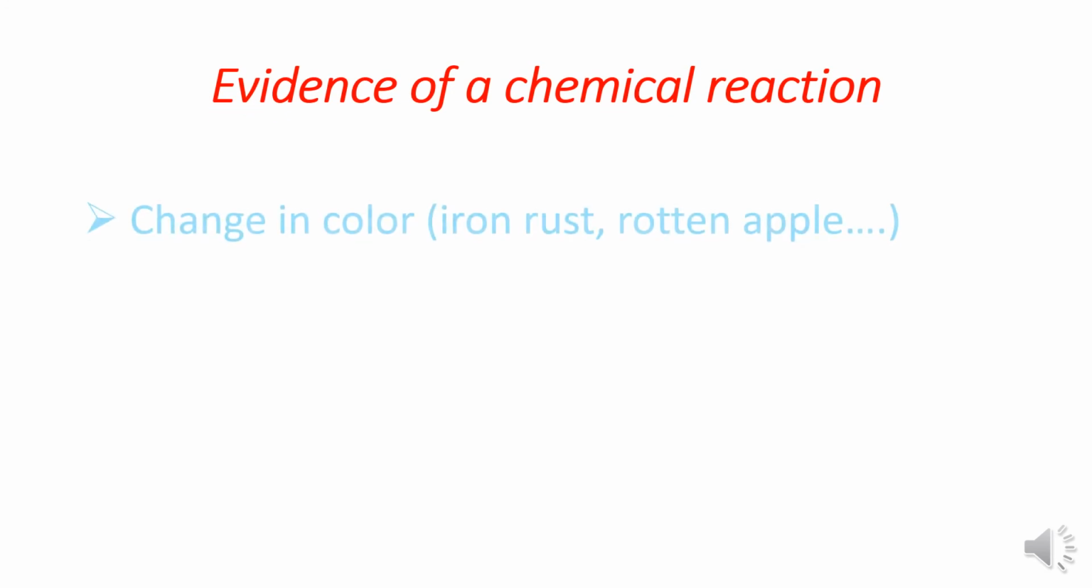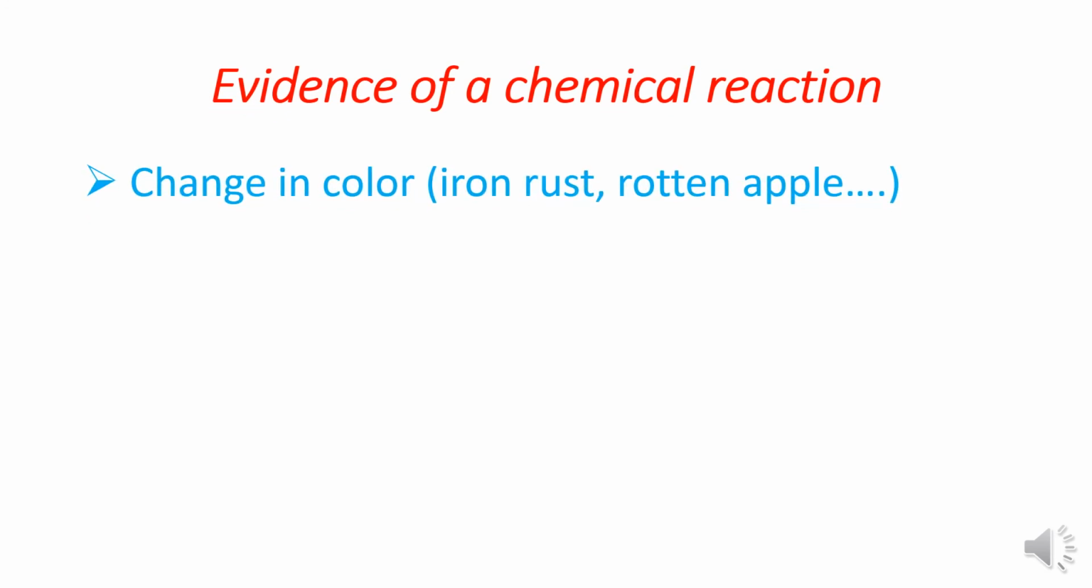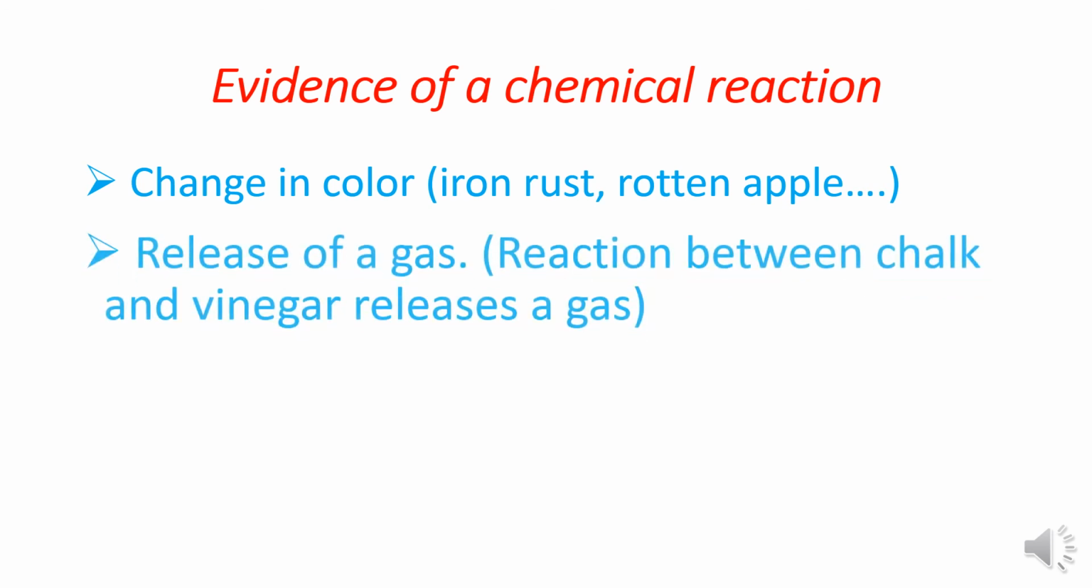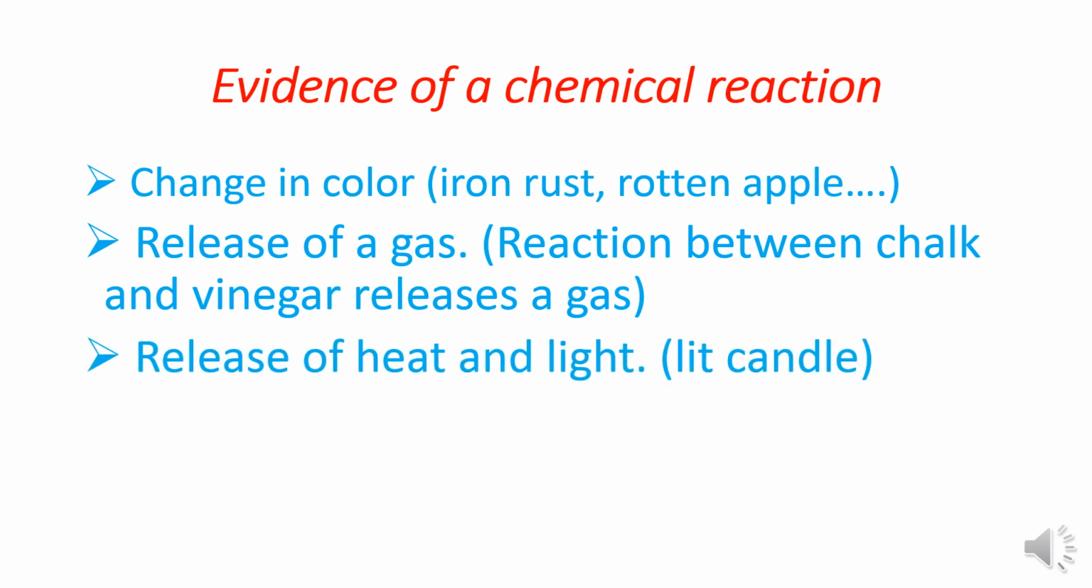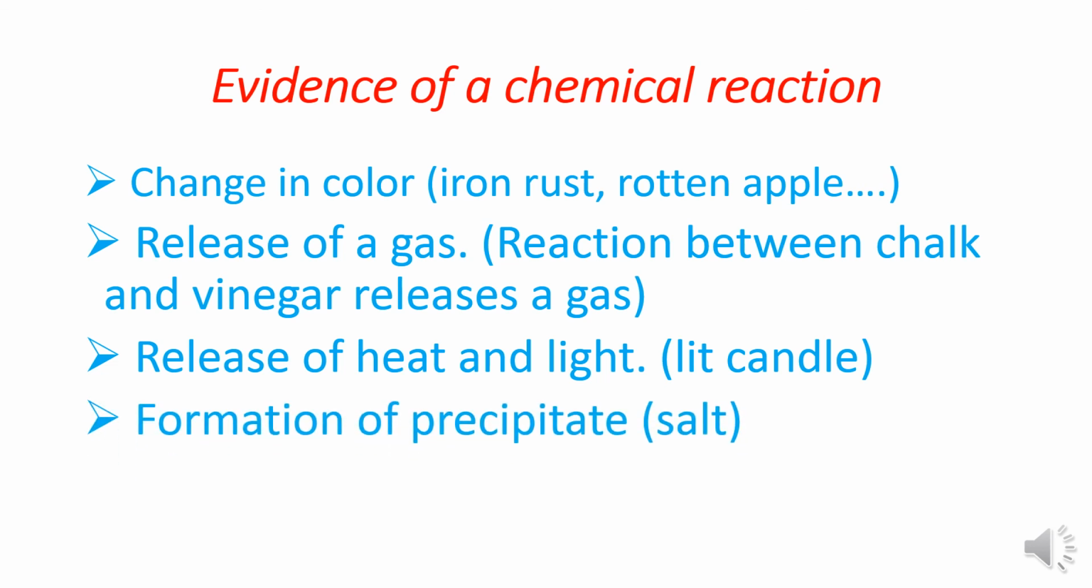Evidence of a chemical reaction. Change in color. For example, the iron rust and rotten apple. Release of a gas as indicated in the reaction between chalk and vinegar. Release of heat and light. The lit candle releases heat and light. Formation of precipitate or salt as indicated in the reaction between chalk and vinegar. If one evidence appears, then a chemical reaction takes place. One or more evidence can appear in a chemical reaction.